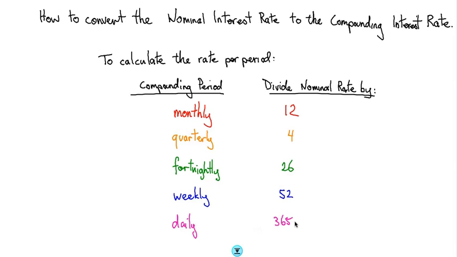Ignore leap years for daily. It's just 365. It's the standard thing. Because to be fair, there are slightly more fortnights than 26 in a year. There are slightly more weeks than 52 in a year. We're just keeping it simple for simple's sake.